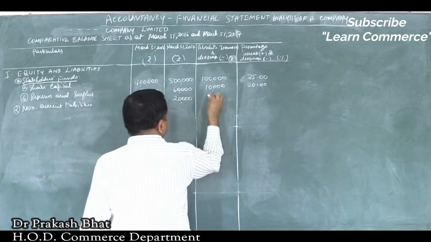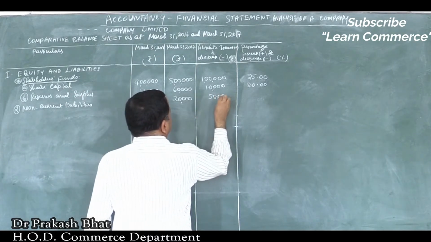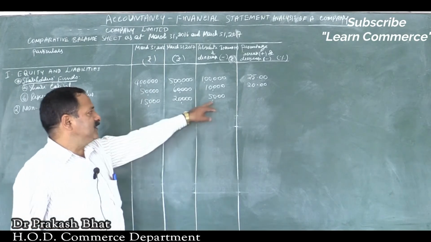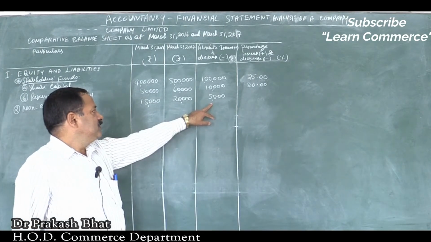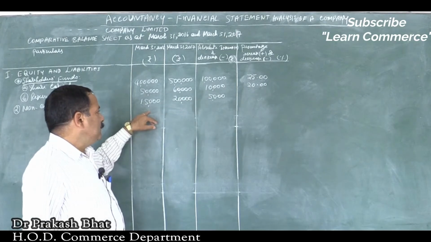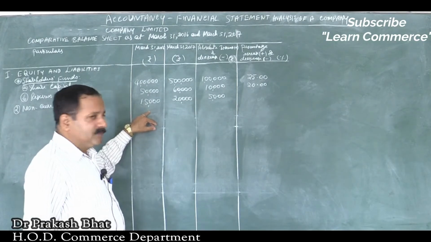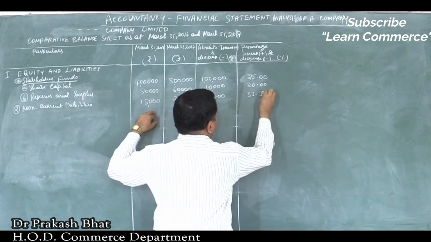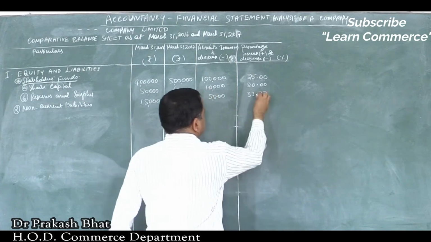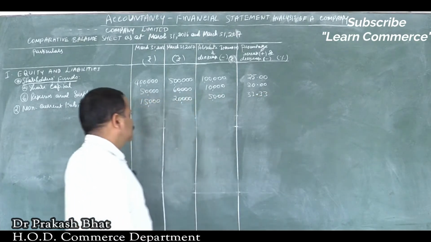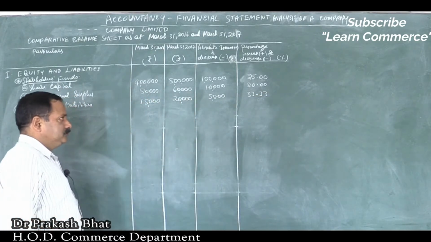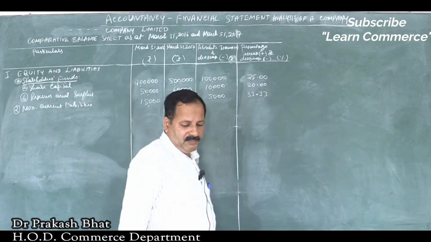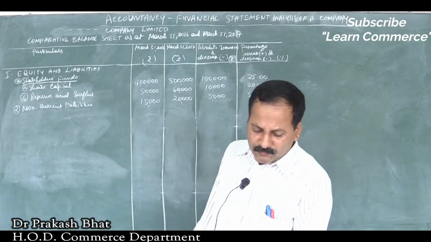So there is an increase of rupees 5,000, isn't it? For 15,000 there is an increase of rupees 5,000. So for 100, how much? 33.33, is that correct? 33.33. This is an increase. Yes, it is. Then let us move on.